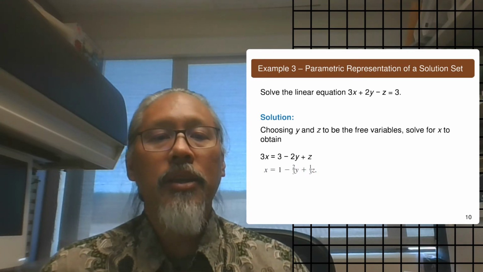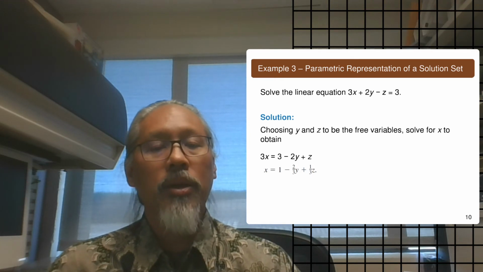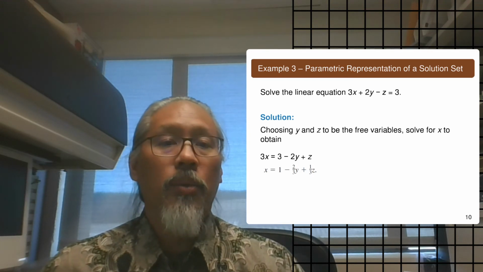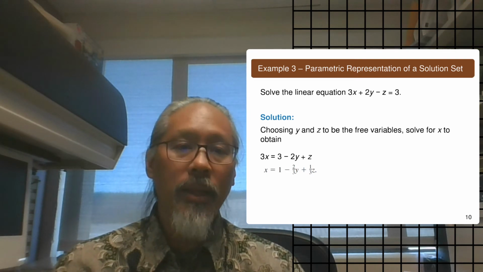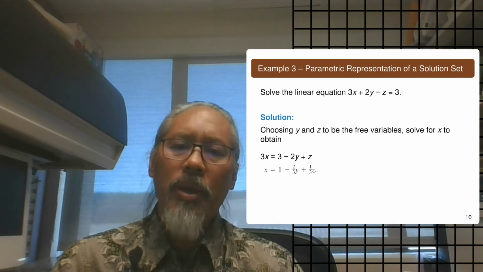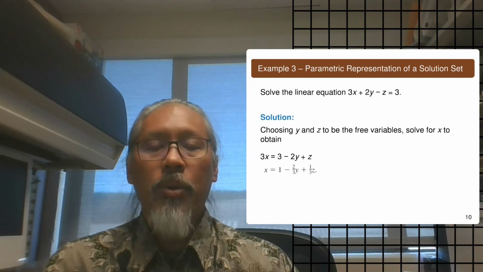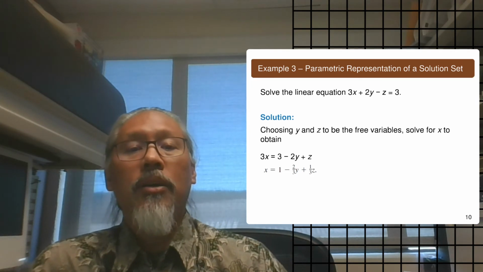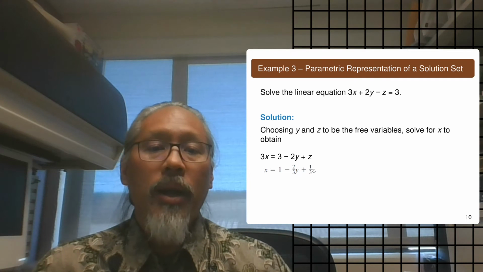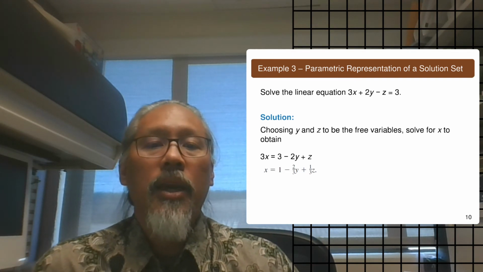We can set x = 0, y = 0, and z = -3, and that would work. We can set y = 0 and z = 0 and x = 1, and that would work. And so we want to be able to describe all those solutions mathematically, and for that we will do what the solution tells us to do. We're going to choose y and z to be free variables and solve for x.